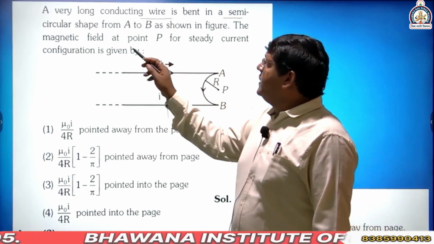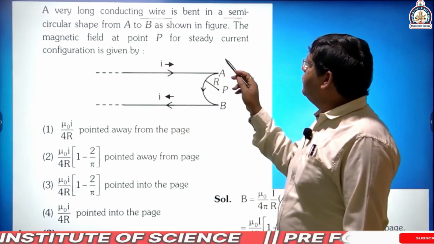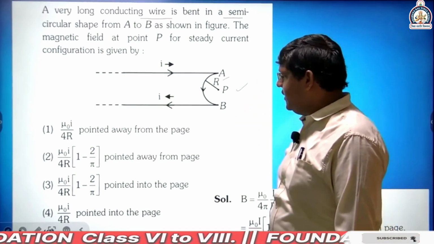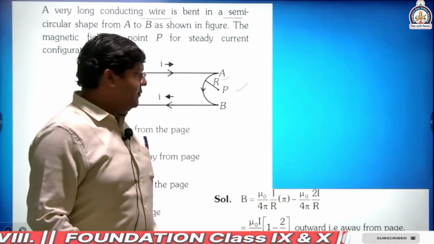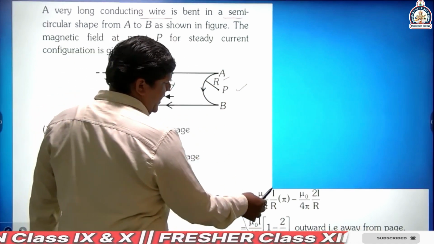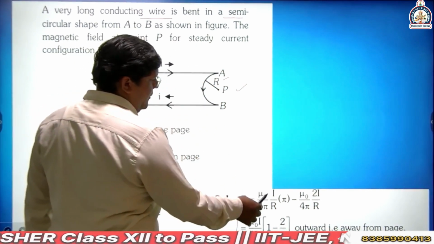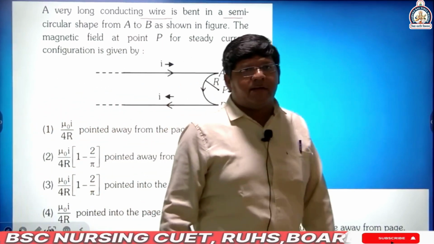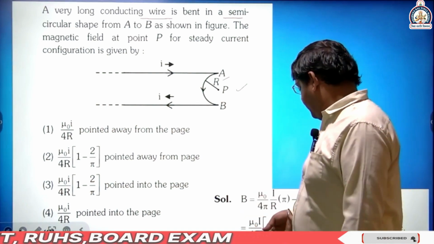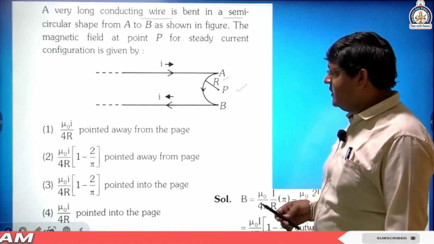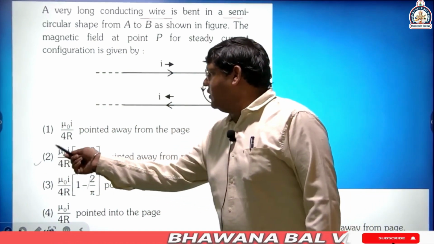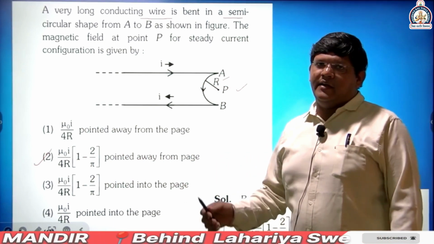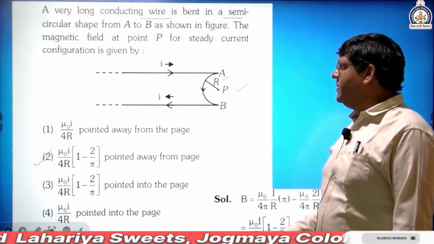The magnetic field at the point P for steady current configuration: if we have to calculate the value of magnetic field at point P, we can simply use the formula B is equal to mu naught I upon 4 pi R minus mu naught 2I upon 4 pi R. Just using the direct formula for magnetic field, we get the solution as this. This is the required option number 2, 1 minus 2 pi, that is directed away from the center.